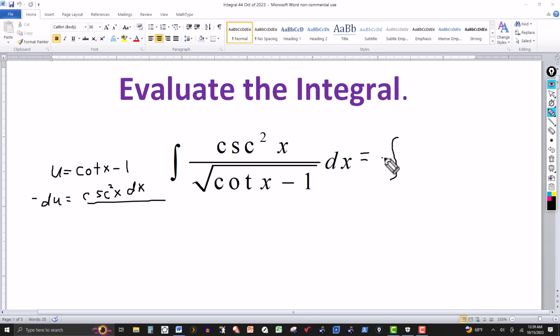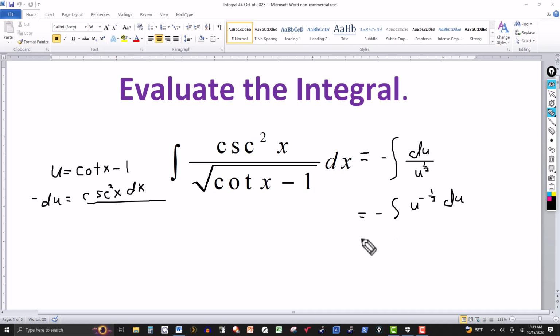I'll put the minus out in front here. Du will be here. At the denominator I have the square root of cotangent x minus 1, but that's u. And I prefer to have this with a rational exponent. So instead of the square root, I'm going to put u to the 1/2. And now I'm going to integrate with respect to u. So I'll bring this to the numerator, which changes the sign. So it'll be u to the negative 1/2 du.